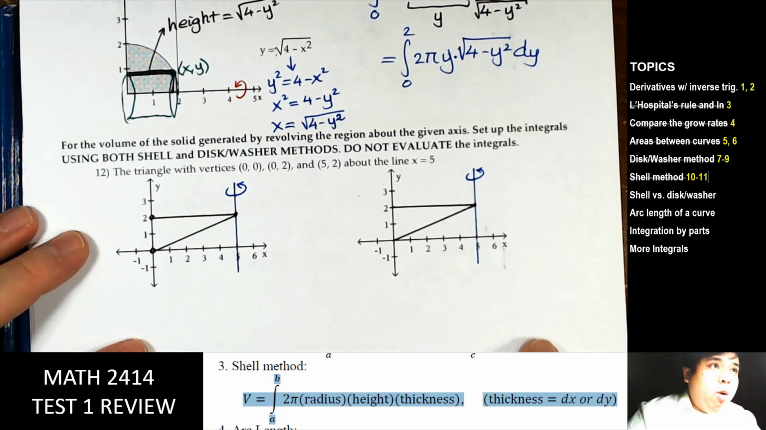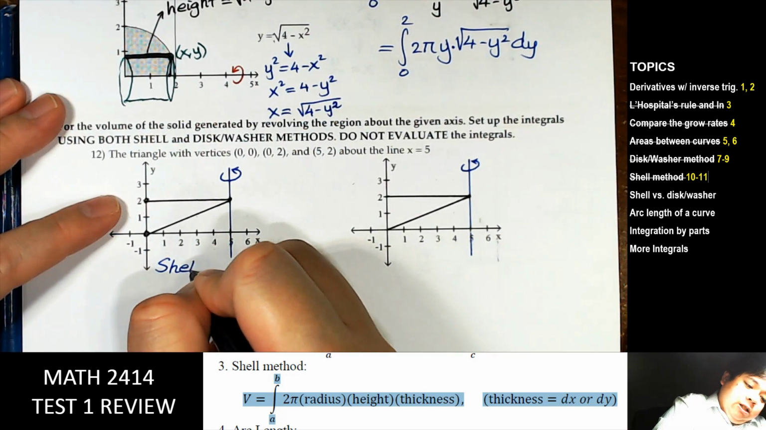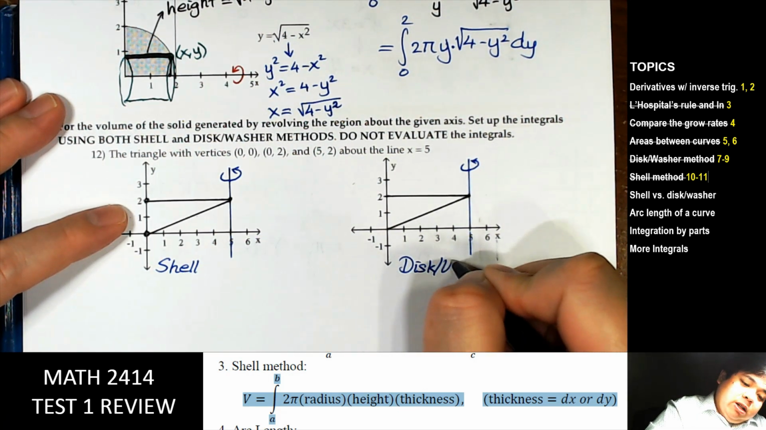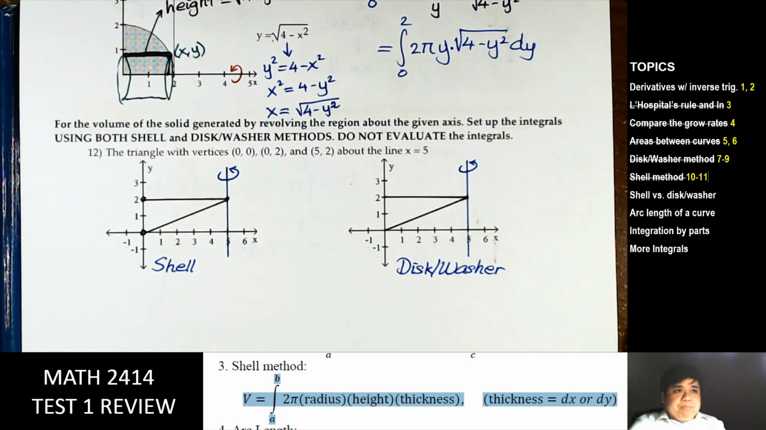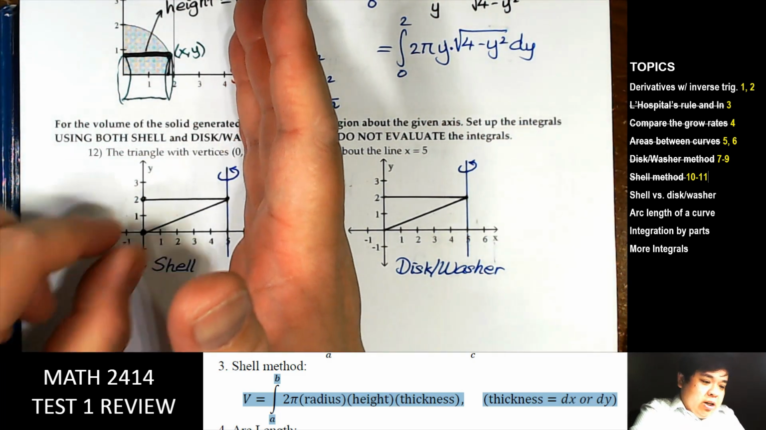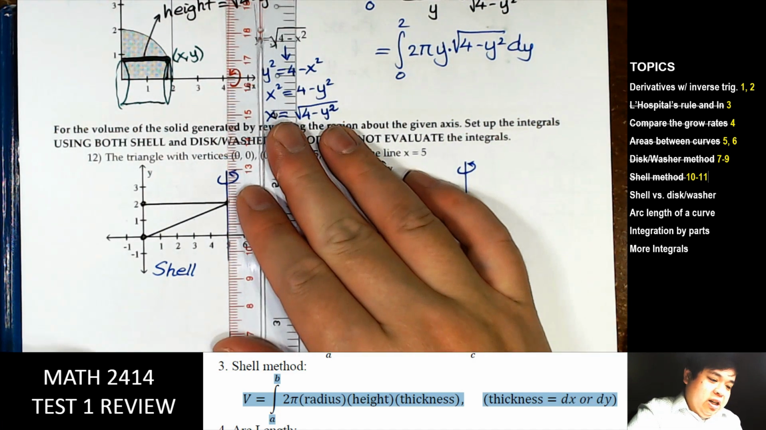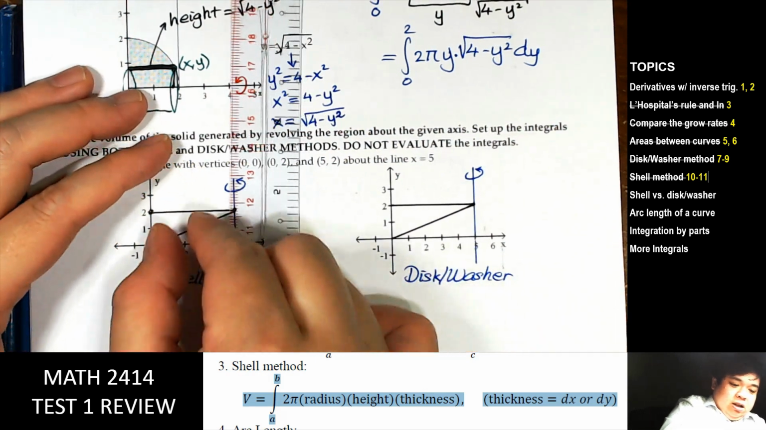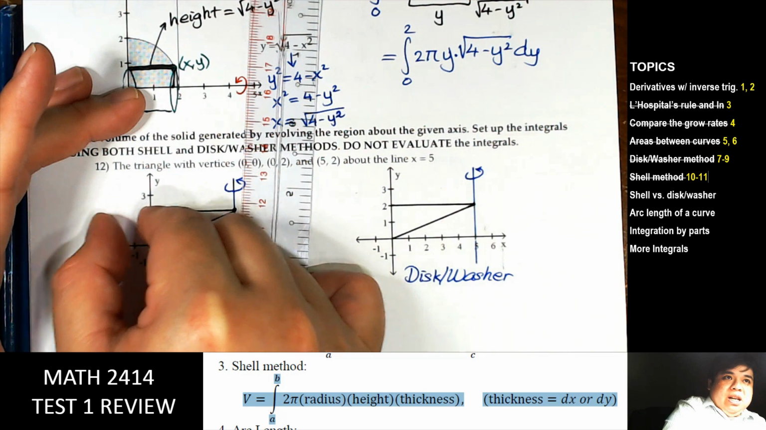Right, we need to do both. So let's say over here we use the shell method, and over here we use the washer method. It's either or. Right, the shell method. This is the axis of rotation. We stack perpendicular to it. So axis of rotation here, perpendicular to it. So we have a little increment, go like that, which is going to be dx.